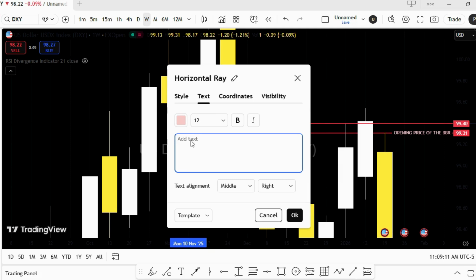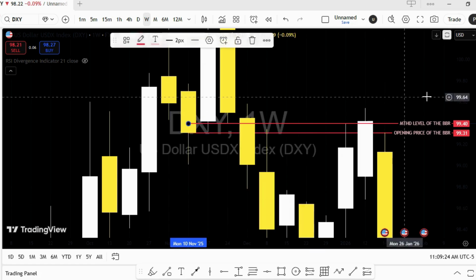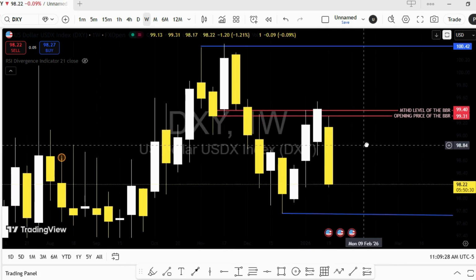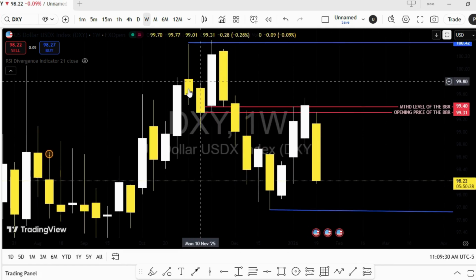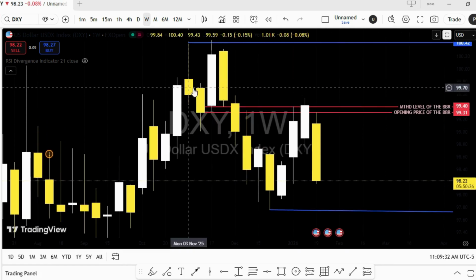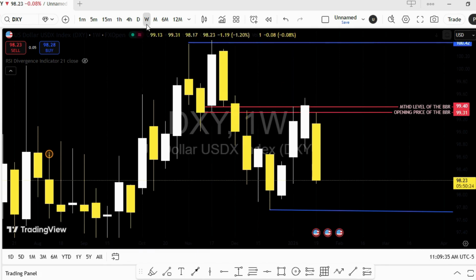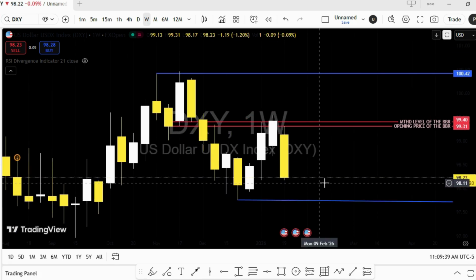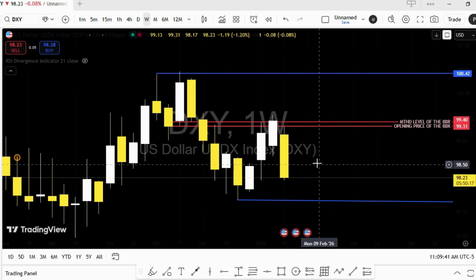So this is what we call the mean threshold level of the breaker block. That's what I normally label there. And I want to show you, folks, price was being held by this breaker in the weekly time frame. Remember, the higher the time frame, the more it will hold price.